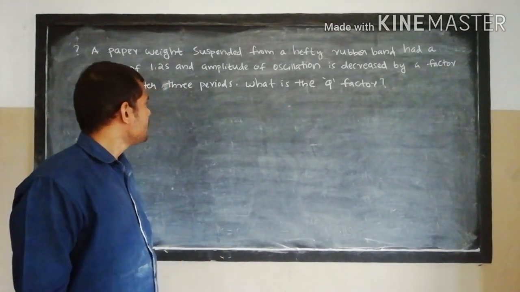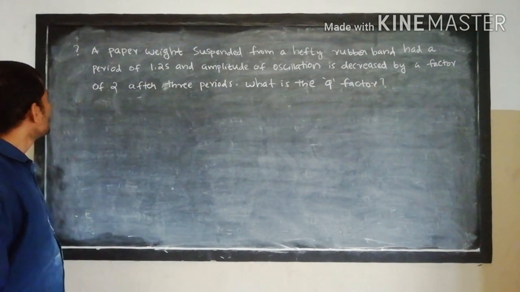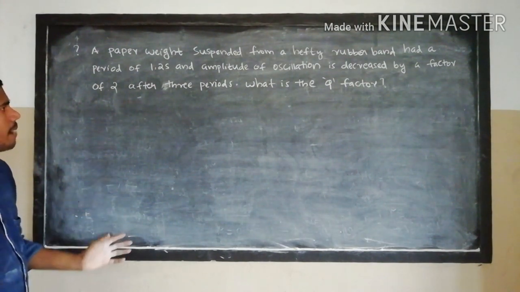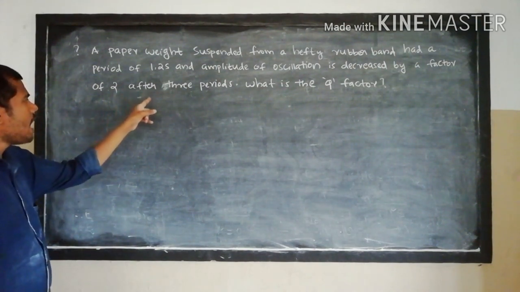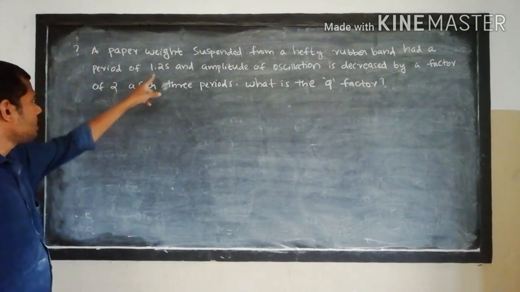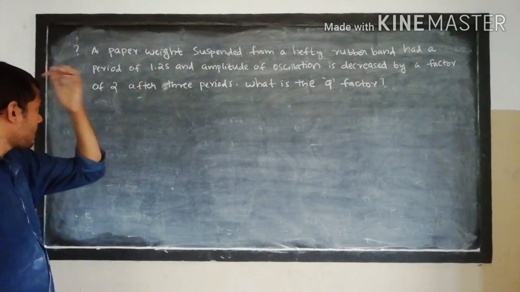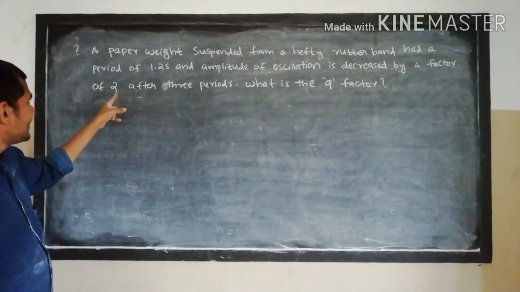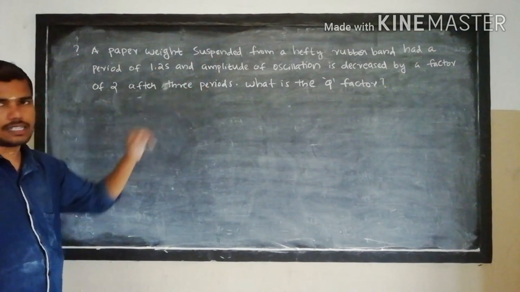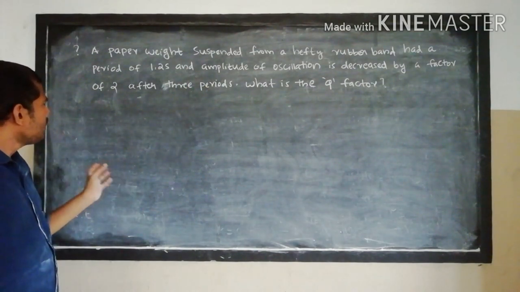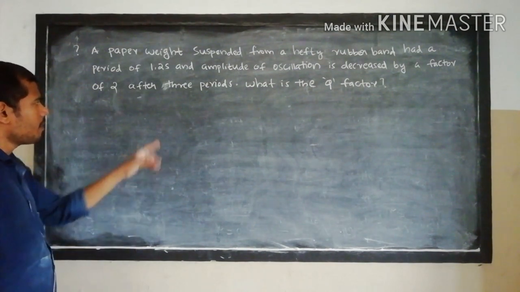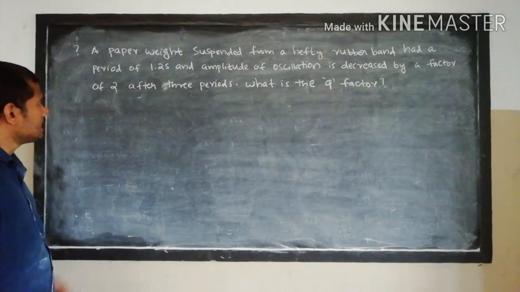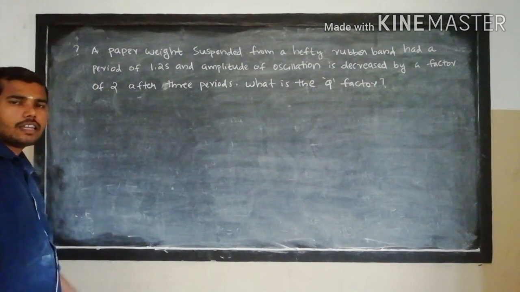Now a question is given as homework for you. A paperweight suspended from a rubber band had a period of 1.2 seconds, and the amplitude of oscillation is decreased by a factor of 2 after 3 periods. What is the Q factor? Here, not the frequency but the time period T is given. Therefore, omega zero is equal to 2 pi by 1.2 seconds. Now the time is given here as 3 periods. Therefore, we can use E is equal to E0 e raised to minus gamma t, but not like the previous problem; some difference is there. Please work out this problem in the next class. Thank you.